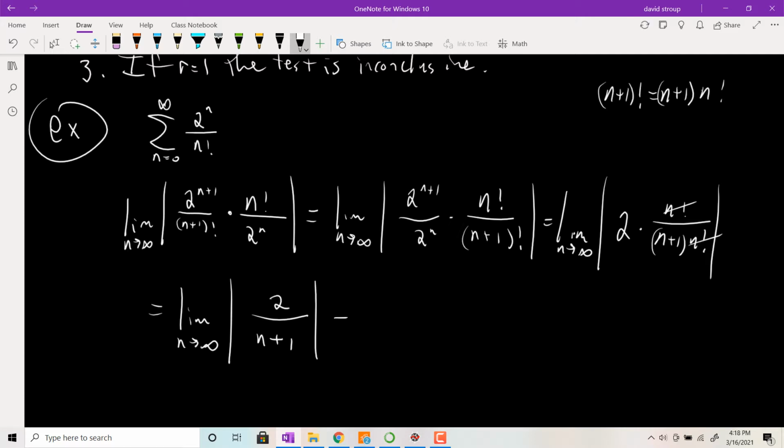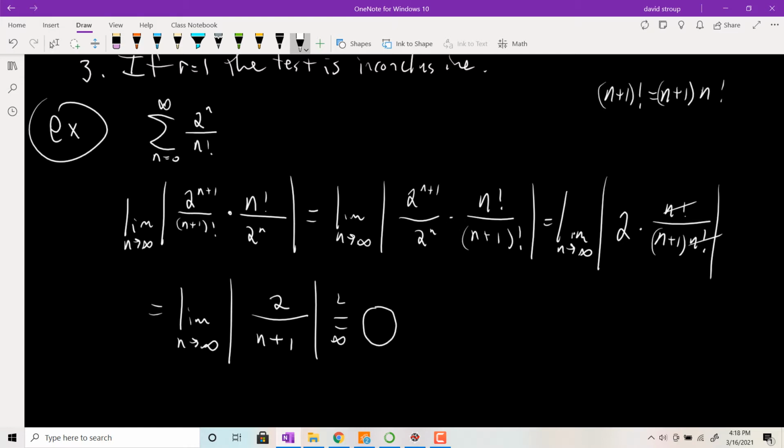The absolute values aren't necessary because as n goes to infinity, all these, 2 over 10 plus 1, 2 over 100 plus 1, all of those are going to be positive. So the absolute value for this question doesn't really matter. It does later on, but not right now. So anyways, this is going to end up being 2 over infinity, which of course will just go to 0.